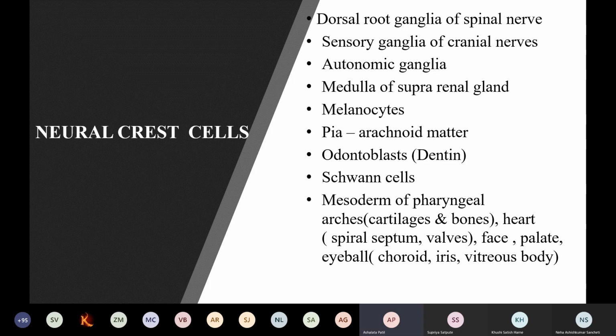Then we have already seen in the pharyngeal arches, the mesoderm of the pharyngeal arches, there is a contribution from the neural crest cells, and they are forming what? All these cartilages and the bones of the corresponding arches. Even in the heart, they are contributing to the spiral septum of the walls. Even in the face, palate, even in the eyeball, the posterior epithelium of the cornea is contributed by the neural crest, or the vitreous body. So all these are the various diverse derivatives of these neural crest cells.